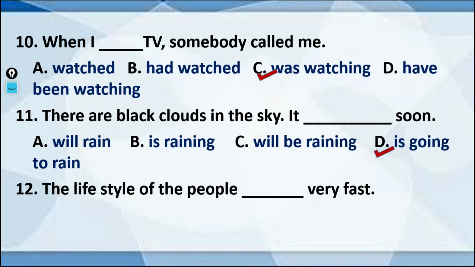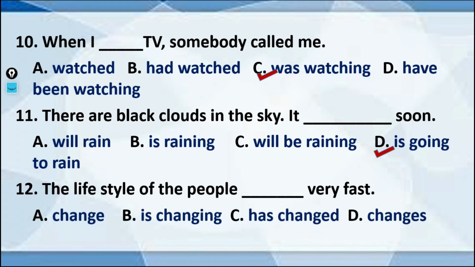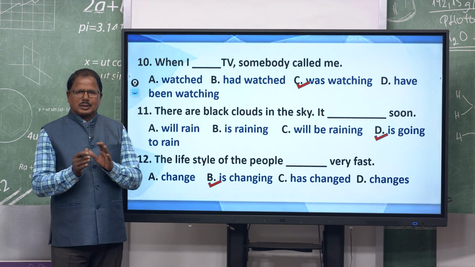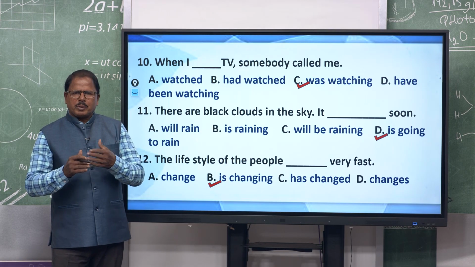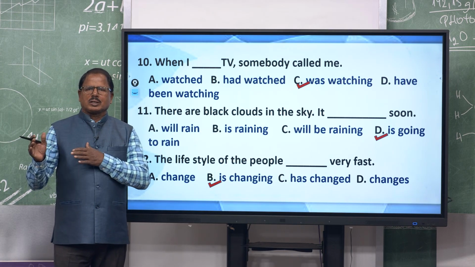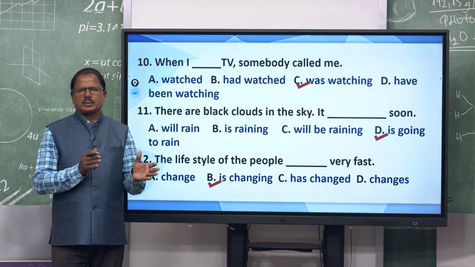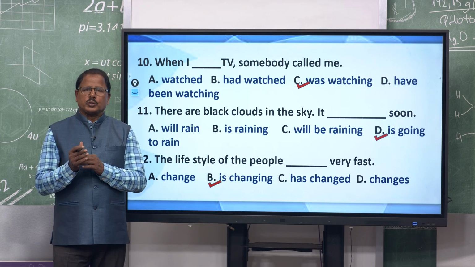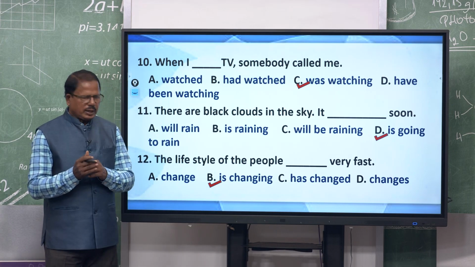Next question, number 12. The lifestyle of the people dash very fast, right? So the options are change, is changing, has changed and changes, and the correct answer is is changing. You see, when there is a gradual change, the lifestyle of the people is changing gradually or very fast, in that case it is better to use progressive form, right?